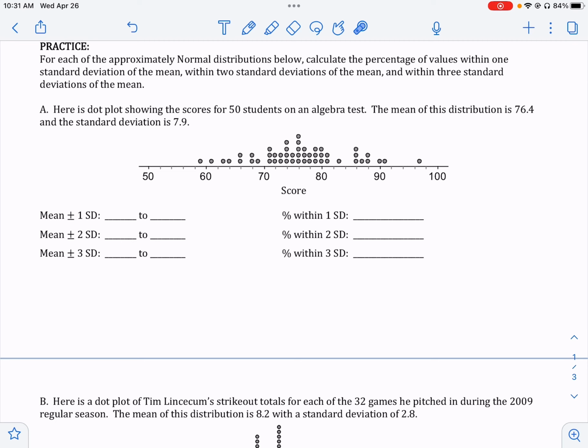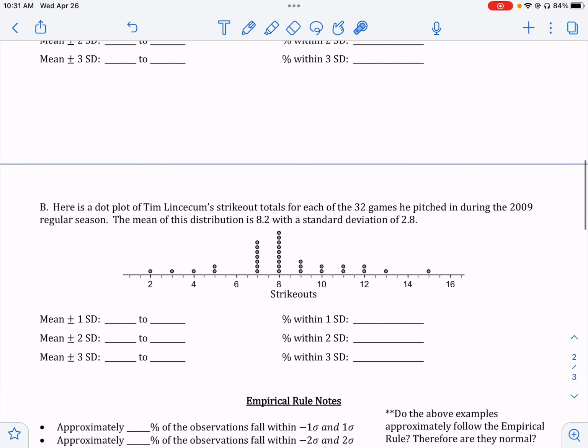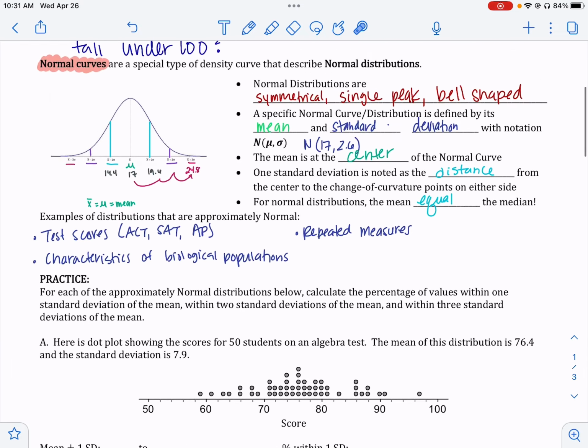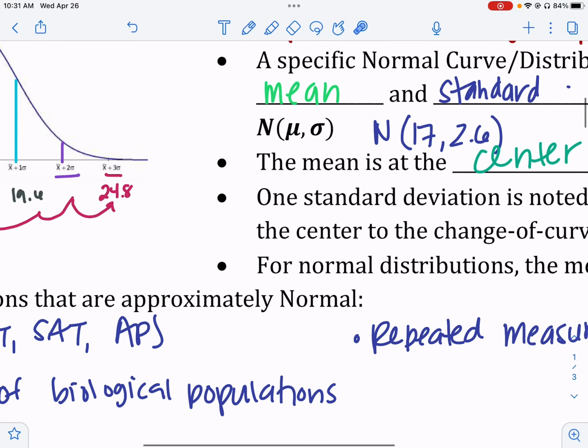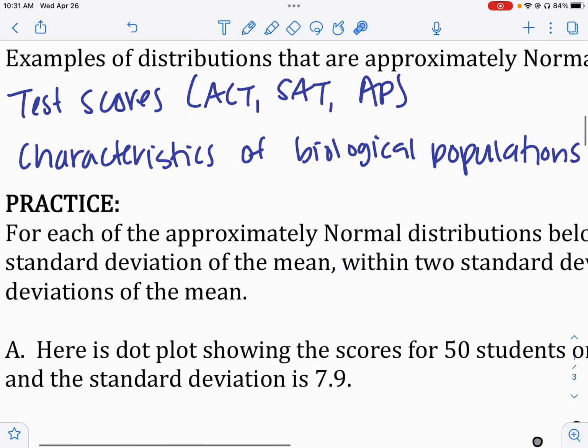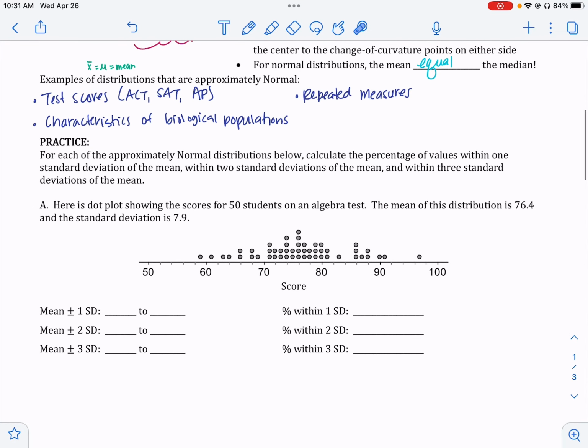I'm going to do this first one out, and then I want you to actually try the second one on your own before I do it. So I'll remind you to pause and try that one on your own. So what we're going to do is we're actually going to first find the information. So up here is a reminder, we were using the 17 and the 2.6 to find what is our mean, and then what are these kind of cutoffs here. So that's the first thing we're going to do based on the information given.